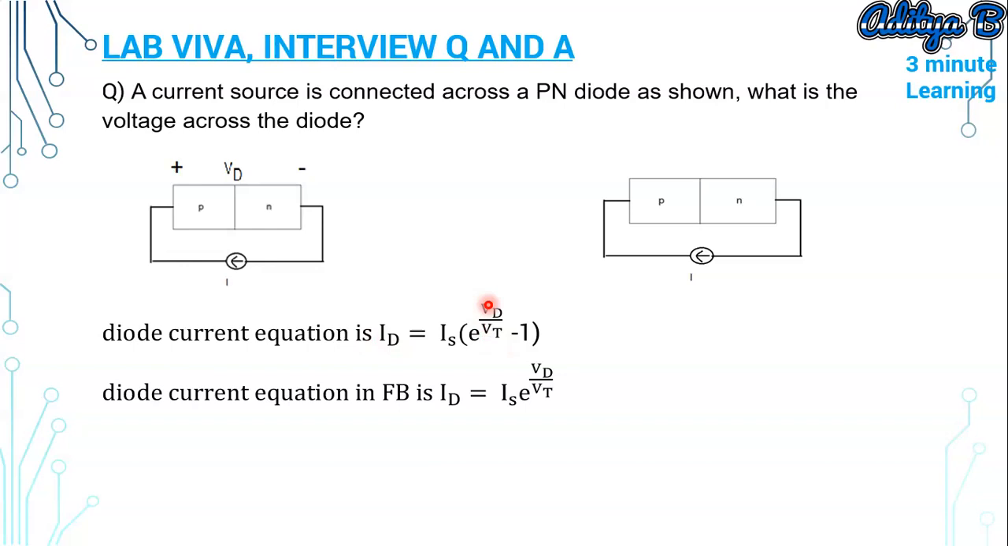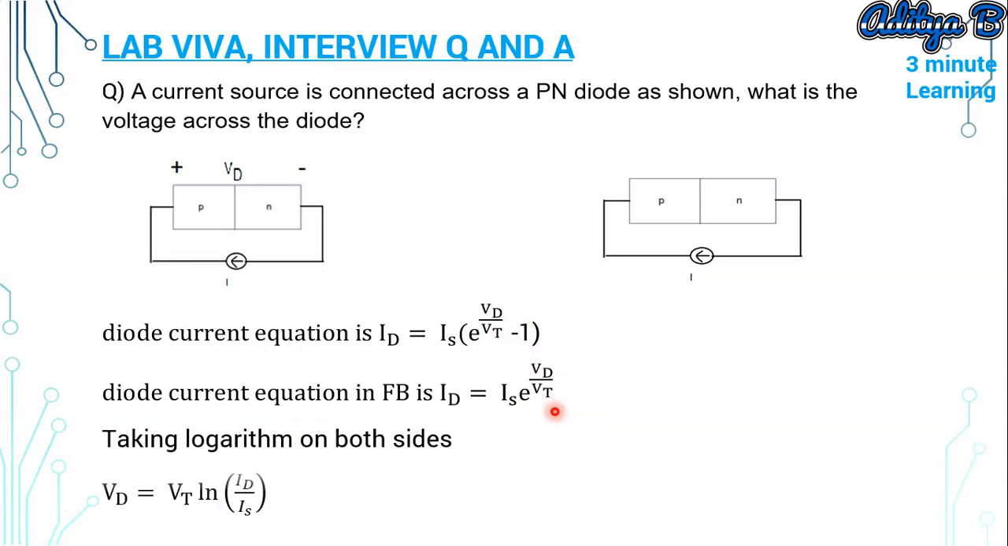In forward bias condition, the drop across the diode, namely Vd, with positive reference at P side, is very high. In other words, the factor e power Vd by Vt would be very large when compared to 1, because Vd would generally be greater than 0.7 volts for a silicon diode to be forward biased, and Vt is just 26 millivolts. So Vd by Vt itself is large, and e value is 2.74, so 2.74 power a large value is even larger, so 1 can be neglected.